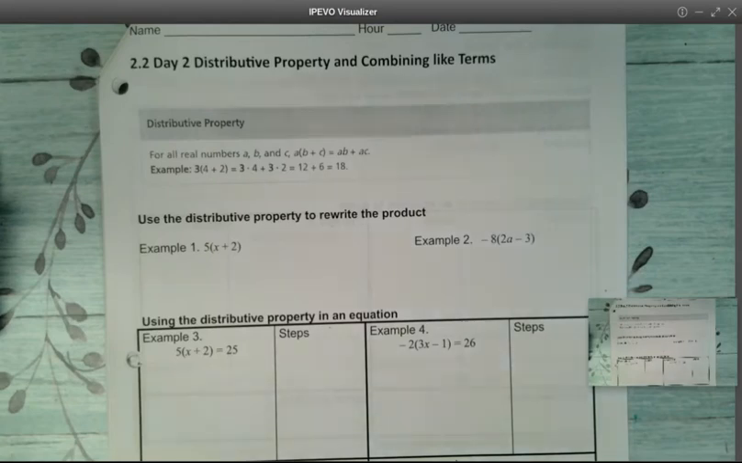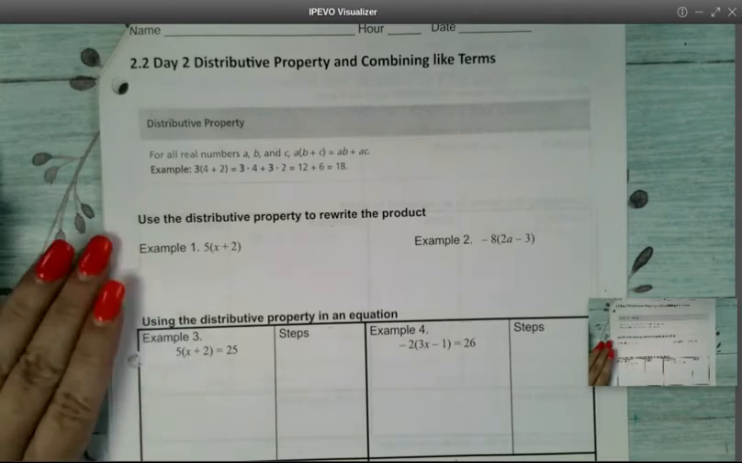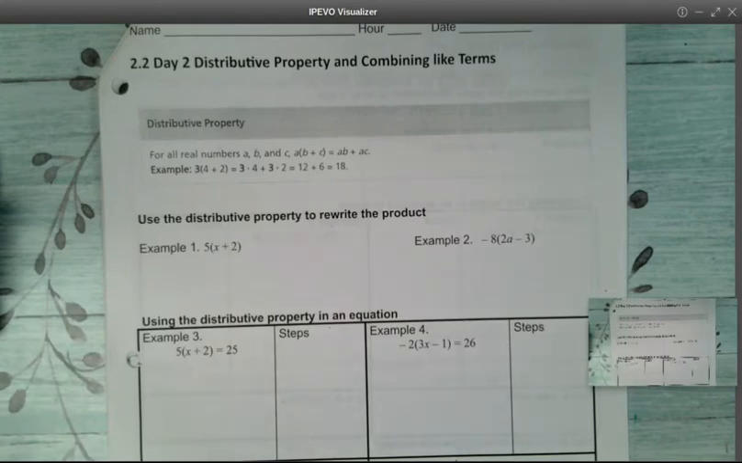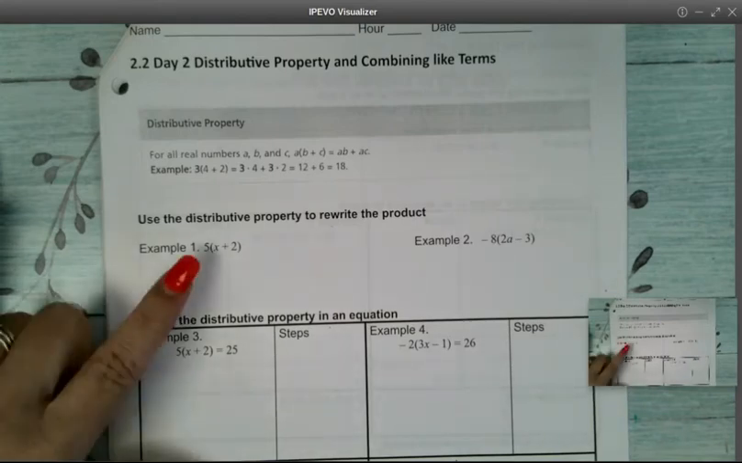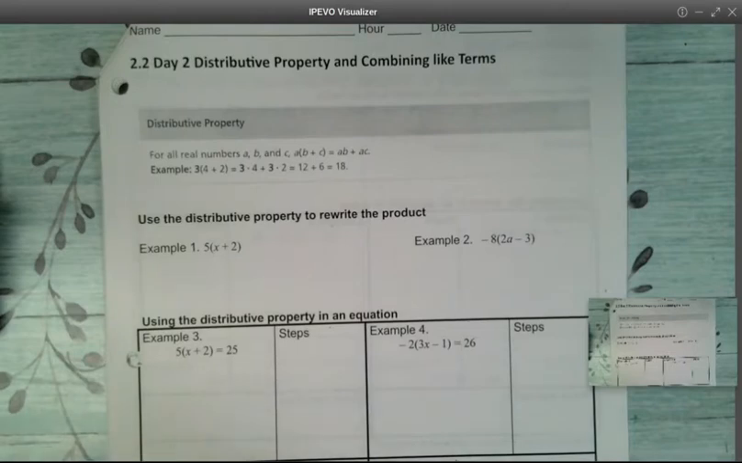Hey guys, today we're going to learn about solving equations using the distributive property and combining like terms. So looking at this example, using the distributive property to rewrite the product, anytime a number or a letter sits on the outside of a parenthesis, you're always going to distribute it. When I say distribute, that means to multiply.